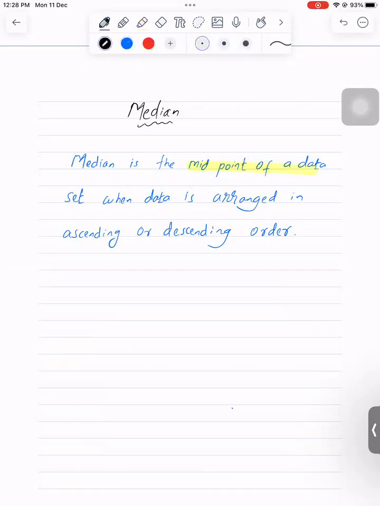So let's say I'm giving you a data set. Let's say 1, 3. Okay, let me change the data set. Let's say 5, 1, 3. Now tell me, what is the middle value in this data set? Please come up with the middle value.